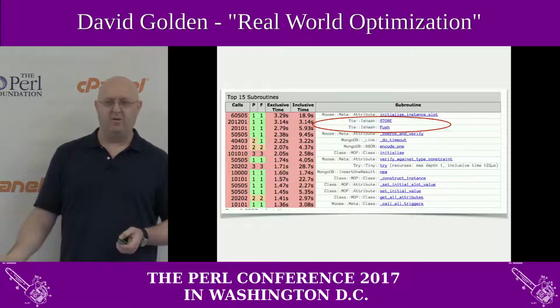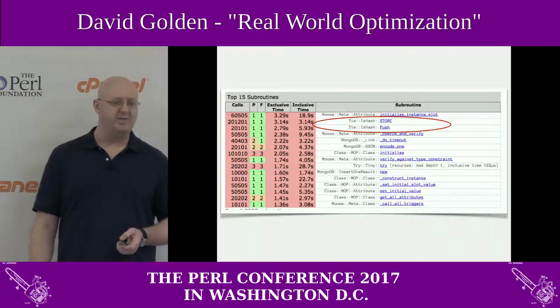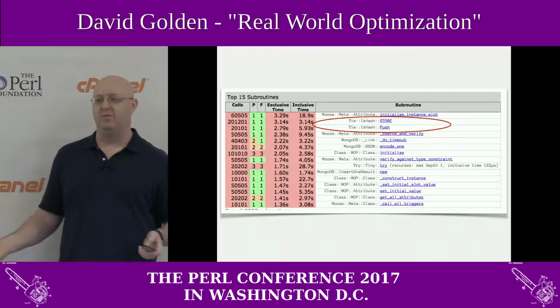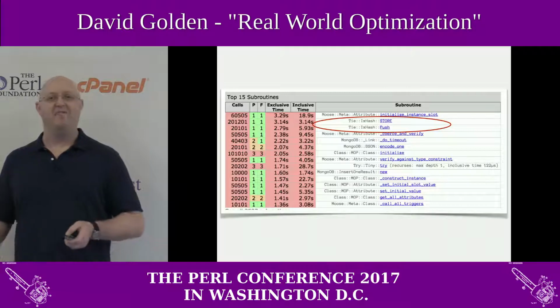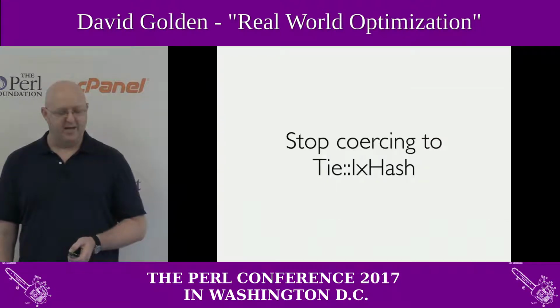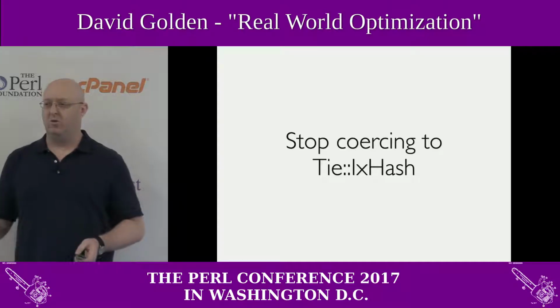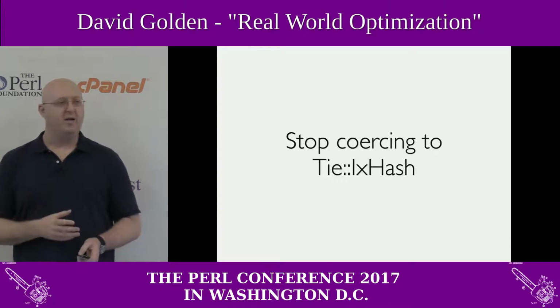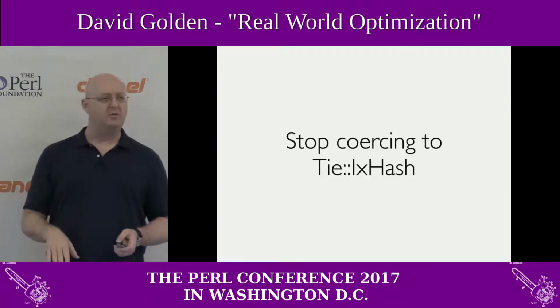The other thing we could see from the flame graph, as expected, is there's a lot of calls to Tie::IxHash. Tie::IxHash ties hashes and keeps order. But as many of us know, tying is very inefficient. So the answer is stop coercing to Tie::IxHash. There were a lot of places where documents would get coerced to an IxHash even when they didn't need to be, just so that the code could assume that it all worked in Tie::IxHash.